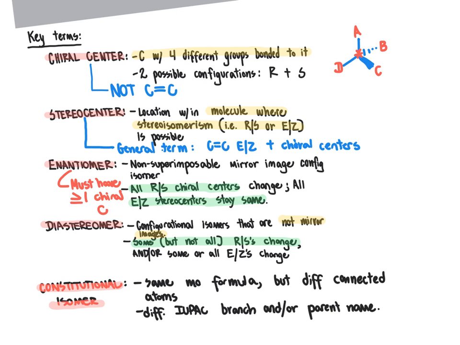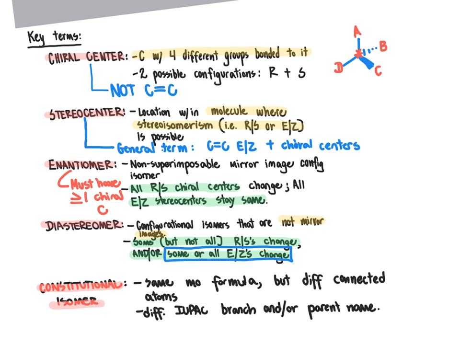And the other criteria is that some or all of the alkene groups are going to change from E to Z or vice versa. So if we see that every single chiral center has changed, as well as an alkene group changing from E to Z, the two molecules will be related as diastereomers, because if any of the EZ groups change, the two molecules are going to be related as diastereomers.